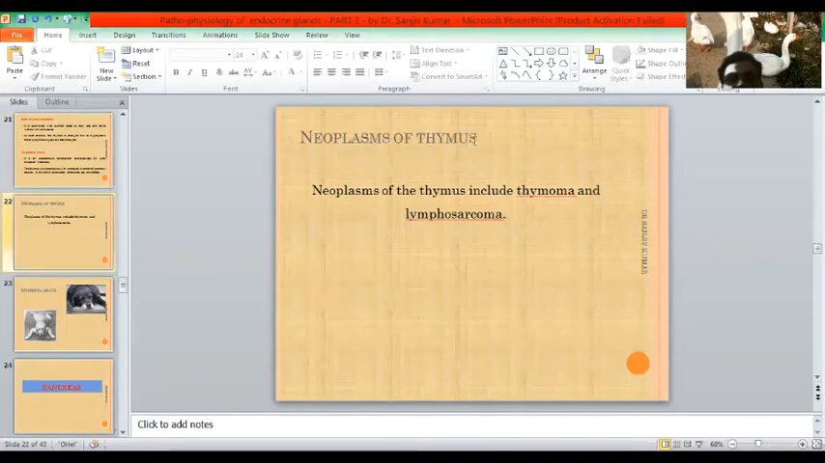Related to neoplasm of the thymus, there are two conditions: one is thymoma and the other is lymphosarcoma. So remember these two tumors of the thymus. One is thymoma. Since the cells of the thymus are called thymocytes, the tumor is called thymoma, and the other is thymosarcoma.